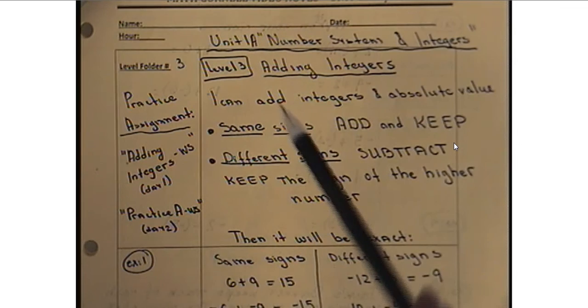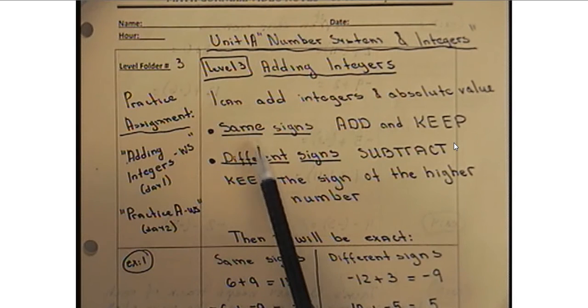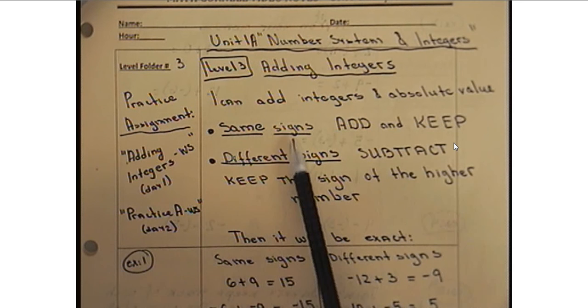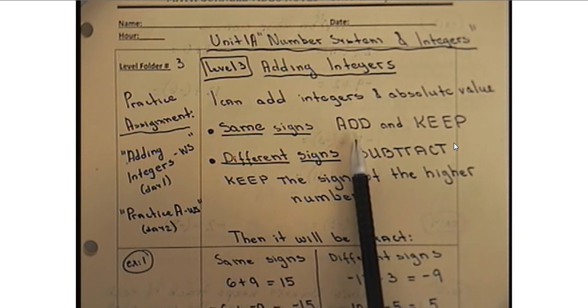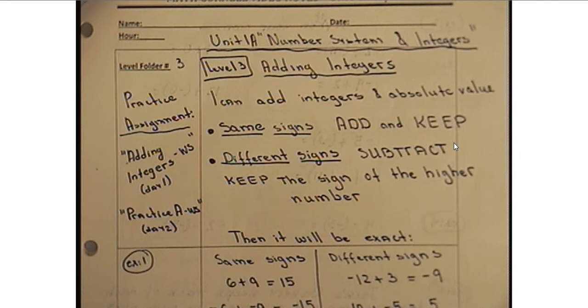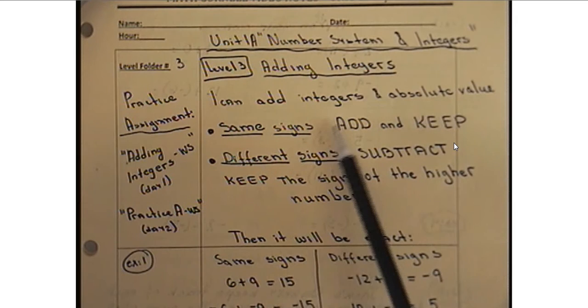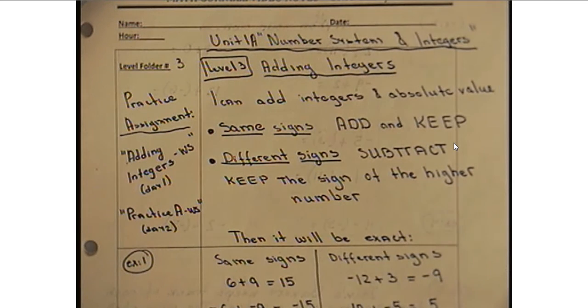So adding integers. When we're adding integers, numbers with the same signs, like two negatives or two positives, we always add the number and we keep the sign. So again, same signs numbers, two negatives or two positives, we add the actual numbers and then we keep the sign. That is rule number 1.